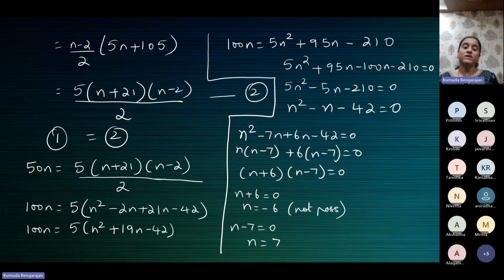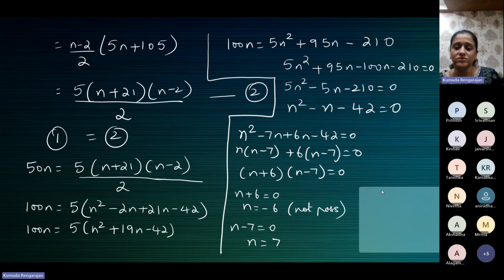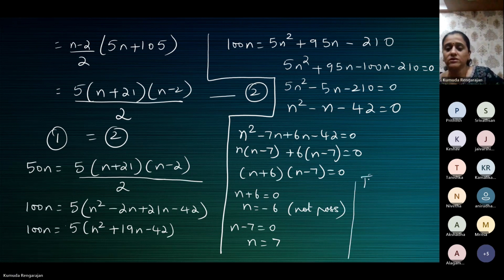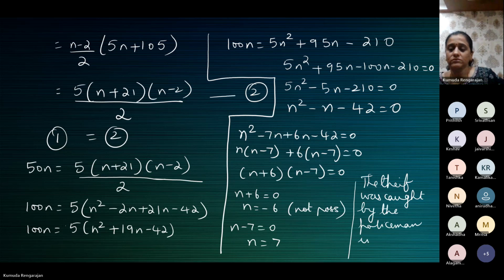So the policeman runs for 5 minutes to catch the thief. Or the thief was caught by the policeman in 5 minutes. In 7 minus 2, because n minus 2, no? 7 minus 2, 5 minutes.